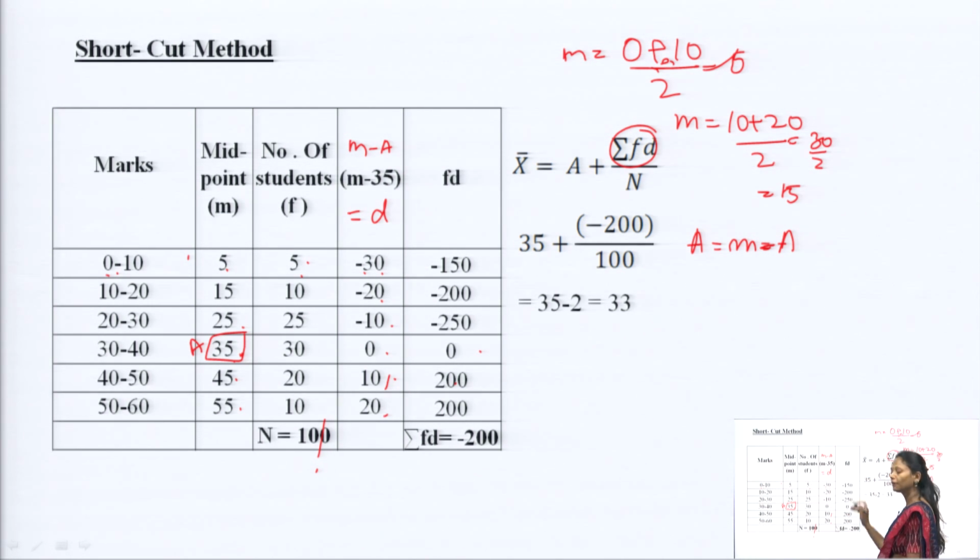If I add all these numbers, all the fD, I will get summation of fD, which is equal to minus 200. What is the formula asking me? The formula is asking me for the arithmetic mean.